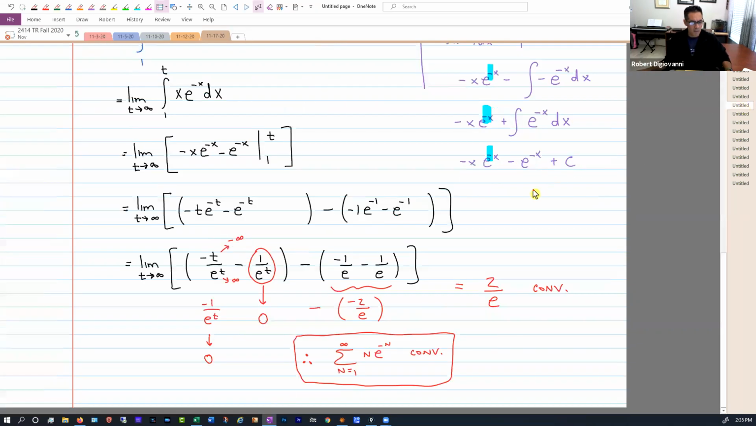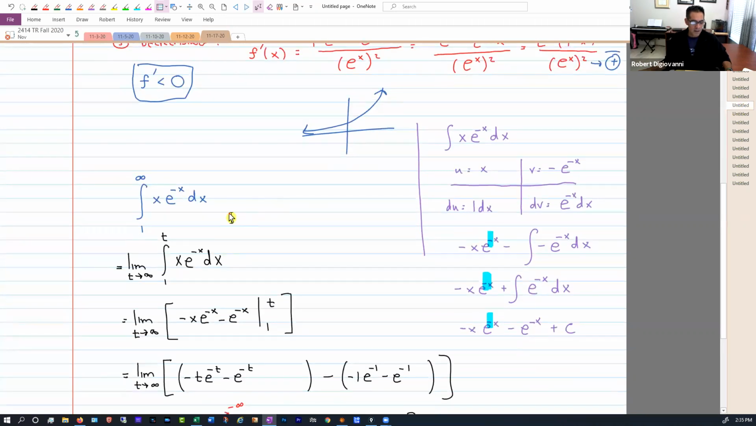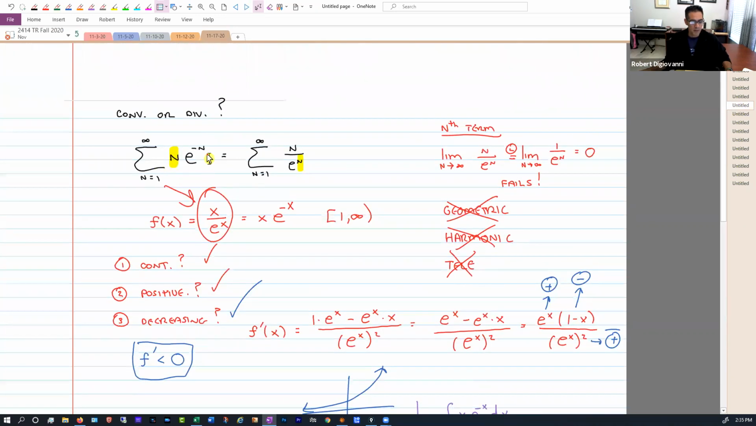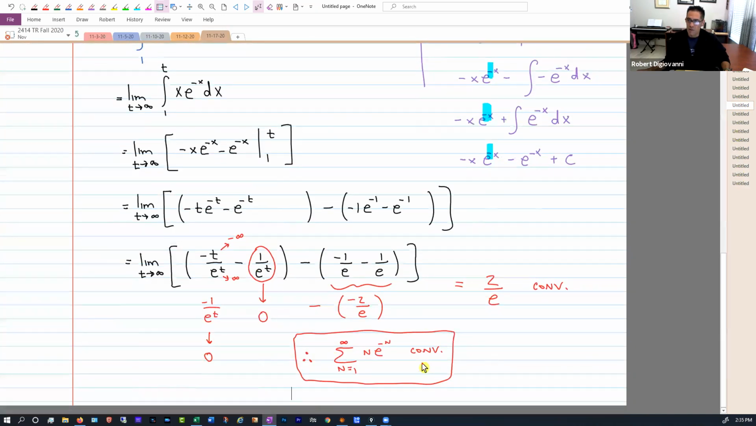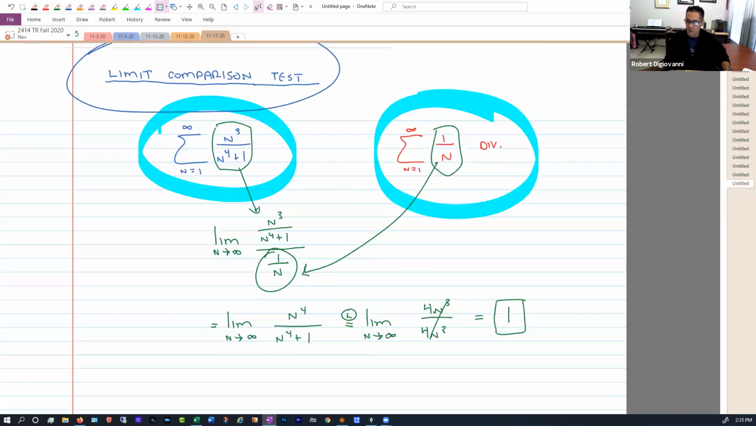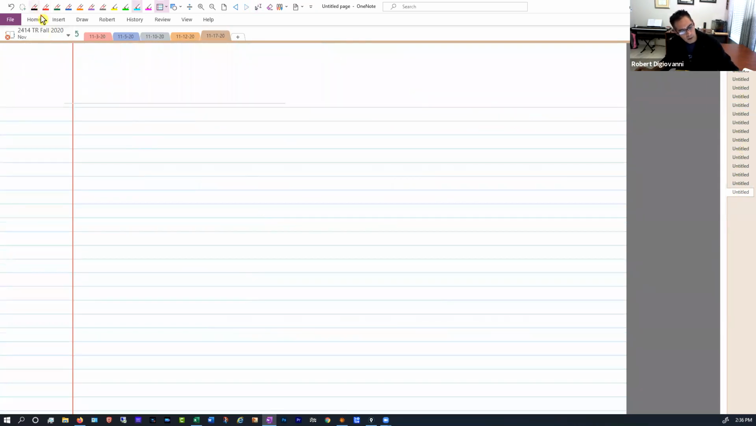Let me go back to a problem. Let's look at this one right here. Remember that? We did the integral test; this was the second problem we did in class. I'm going to go back and see if we can do this with a comparison test. Remember, our conclusion from all this work was that it converged. So let's see if we can do it. It was n e to the negative n, which is the same as n over e to the n.